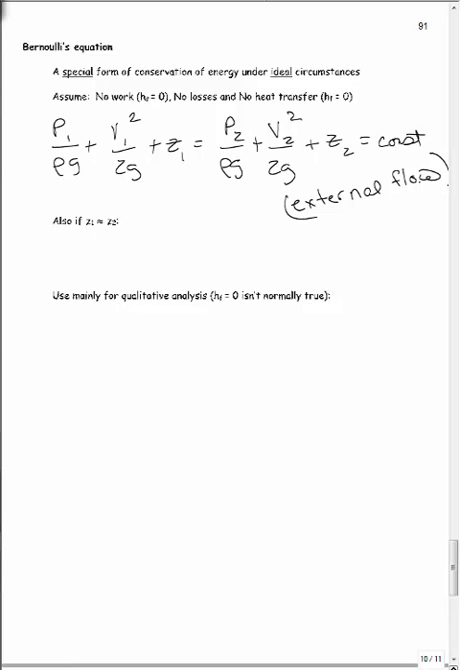Also, if it turns out that it's flow over a wing or whatever, we're not changing the elevation between point 1 and point 2 very much, we're going to be able to cancel out our Z1s and Z2s, and we get P1 over rho G plus V1 squared over 2G is about equal to P2 over rho G plus V2 squared over 2G. And this should look a little bit familiar to you if you're in the lab, because that is where we got our pitot probe equation.